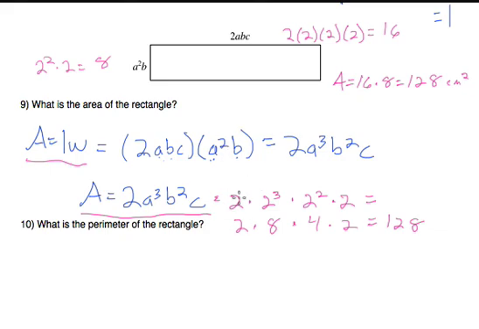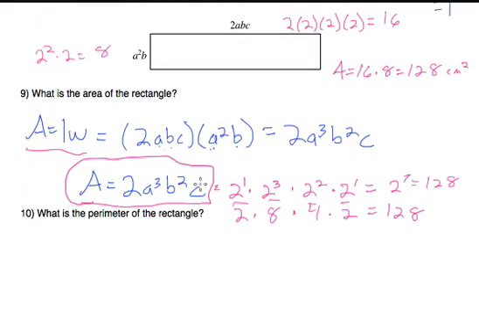Well, you could have also done, I actually should have done it this way. This is really just 2 to the 1 times 2 to the third times 2 squared times 2 to the 1. We have the same base. You're not always going to have this, but if you've got the same base, you can just add the exponents. That's 2 to the 4th, 6th, 7th, 2 to the 7th, and that's going to be 128 also. So, we know that we're correct. The area equals 2a cubed b squared times c.